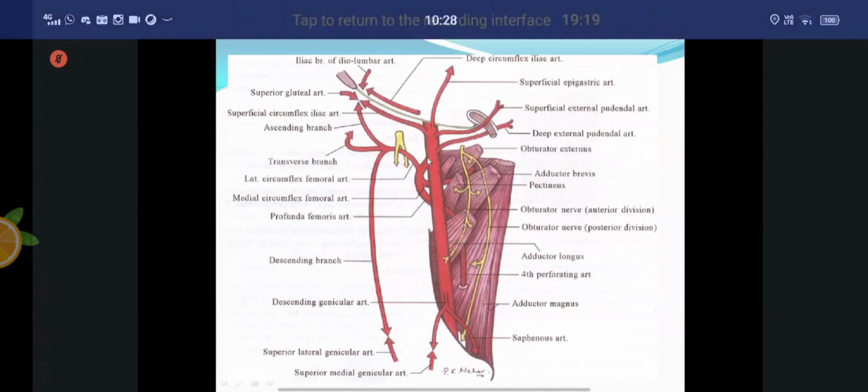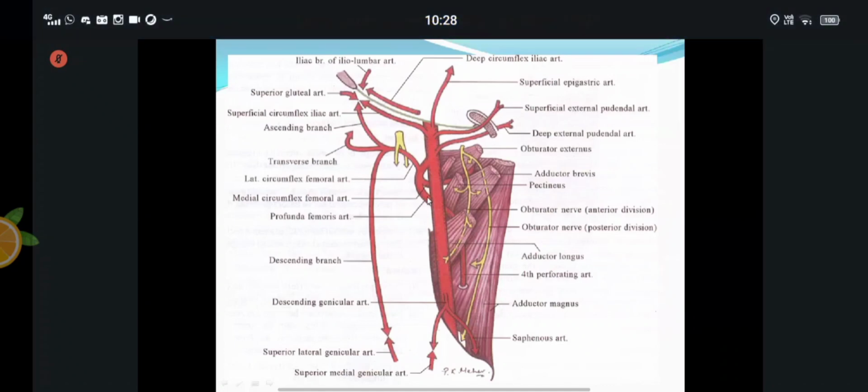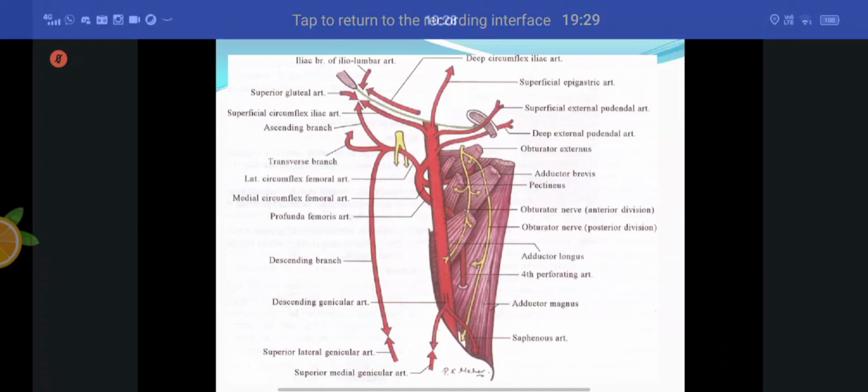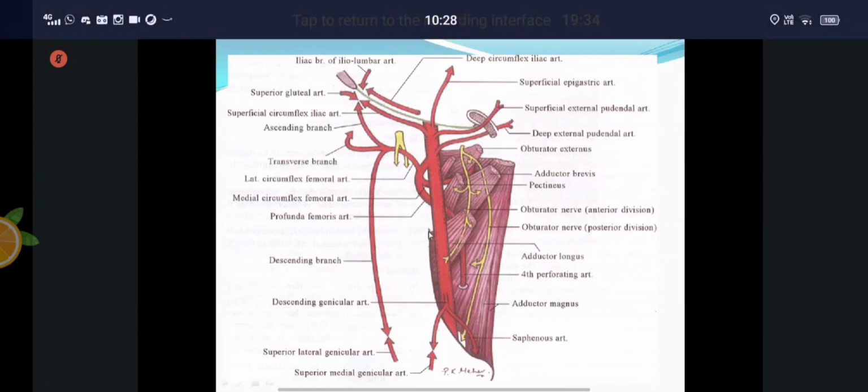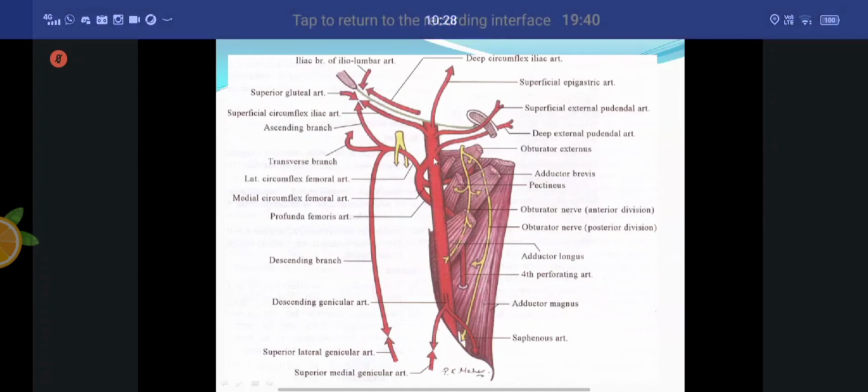And the fifth one, which is a main branch arising from the posterolateral aspect of the femoral artery, is the profunda. Profunda means deep. Profunda femoris artery. And the last branches are the muscular branches. So these are all the branches of the femoral artery.